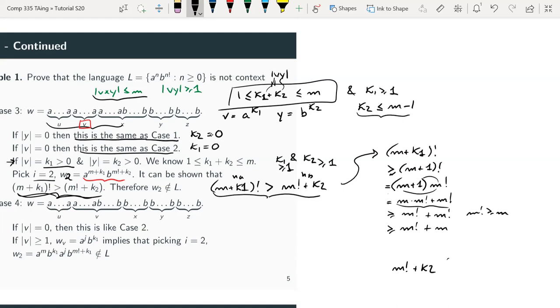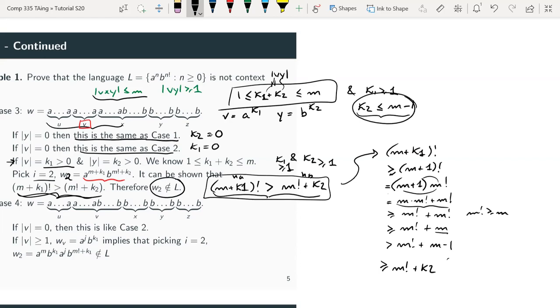Because now I know that M is strictly greater than M minus 1. That's true sort of for any M. And then I know that M factorial plus M minus 1 is, because of this inequality, greater than or equal to M factorial plus K2. And so now you've shown that M plus K1 factorial is strictly greater than M factorial plus K2. So that would allow you to claim that W2 is not in L.